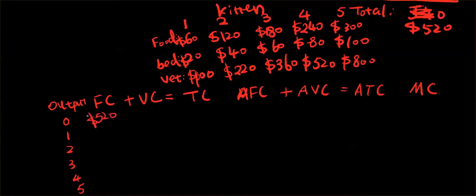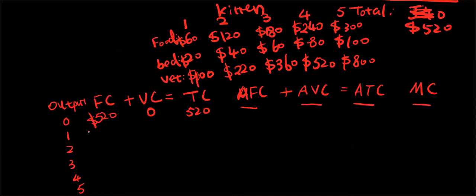And since they produce 0 kittens, the variable cost will be 0, because no actual kitten is added to this family. So the total cost will be fixed cost plus variable cost. You get $520 as total cost. And the average fixed cost, they are unable to calculate because there is no output.